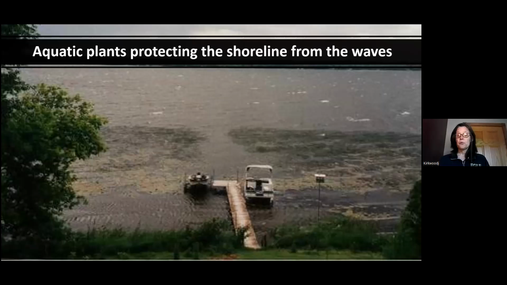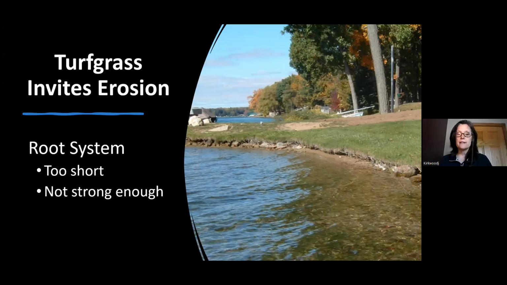The reason why they're all important is you can see in this little picture here, turf grass invites erosion. The root structure is only about 3-4 inches deep in most cases, and it is not designed to be at the lakeshore, and is not designed to withstand the energy of waves coming in. So what happens is the waves come in and start undercutting the root structure, and it keeps pushing your shoreline back. Then people want seawalls or think they need seawalls.